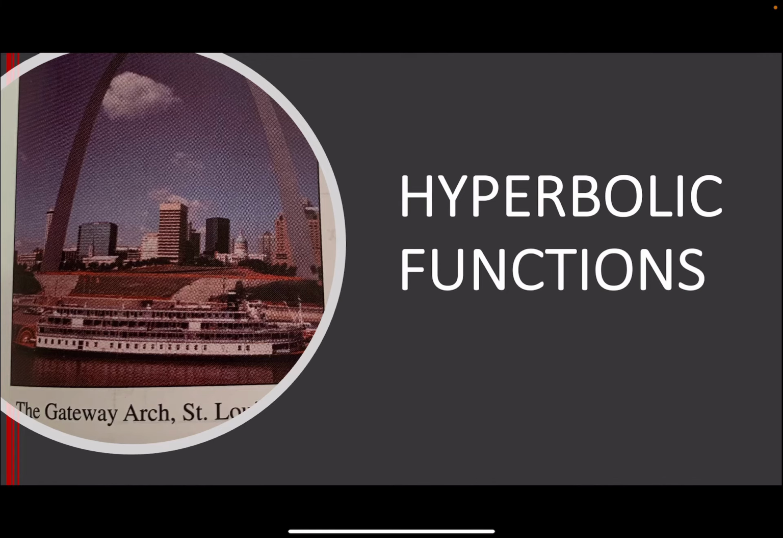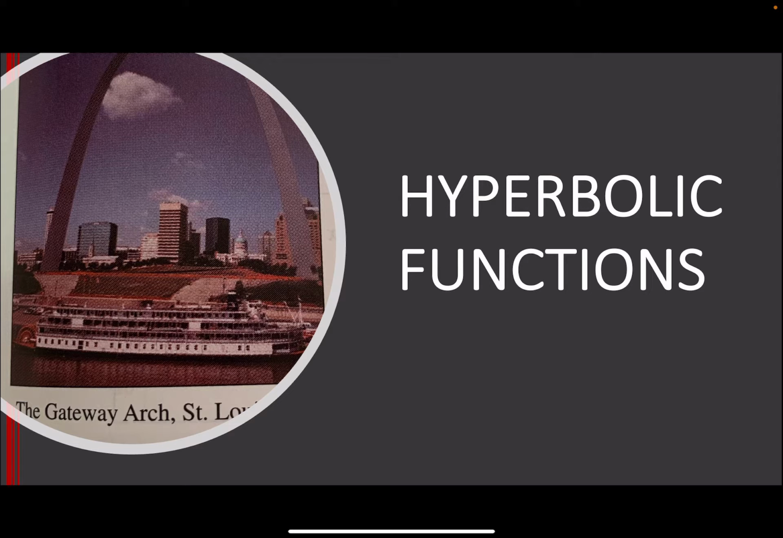You may be wondering why we need to study hyperbolic functions. Is it a new function? Well, the hyperbolic functions are not entirely new. They are simply common combinations of exponentials. We need to study them because of their usefulness in applications.